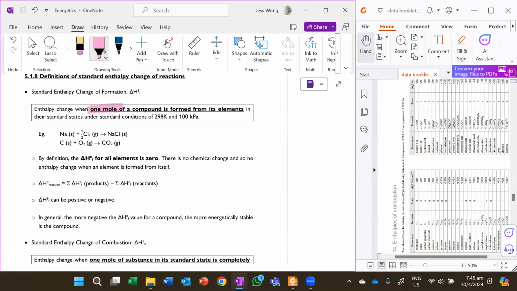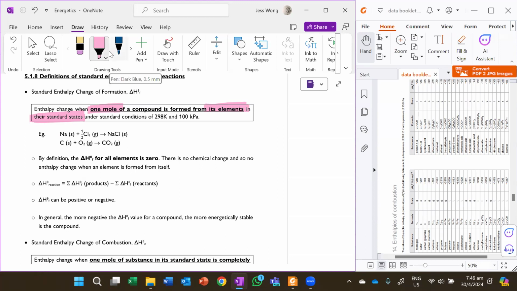For this case, 1 mole of compound is formed from elements. So make sure you are forming it from elements in their standard state. The elements must be in their standard state. That's the state that it exists in and is most stably found at standard conditions. For example, the standard state of hydrogen will be a gas, not a liquid. The standard state of sodium will be solid and not liquid. So that's the state that they are found naturally under standard condition in their most stable form. That's the meaning of standard states.